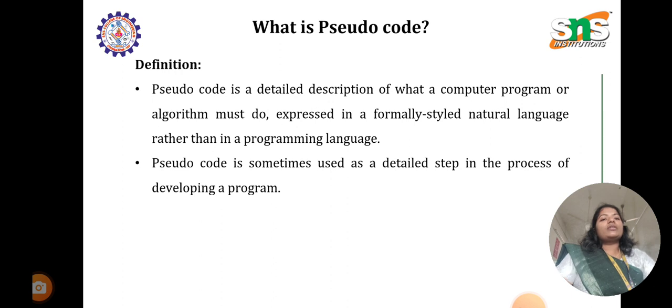What is meant by pseudocode? Definition: Pseudocode is a detailed description of what a computer program or algorithm must do, expressed in a formally stylized natural language rather than in a programming language. Pseudocode is sometimes used as a detailed step in the process of developing a program.